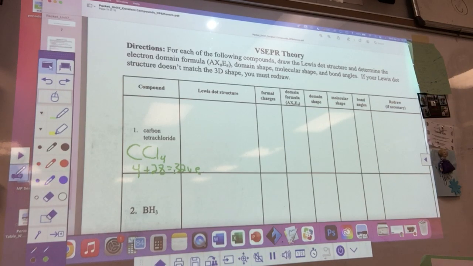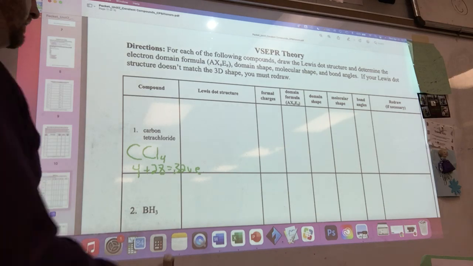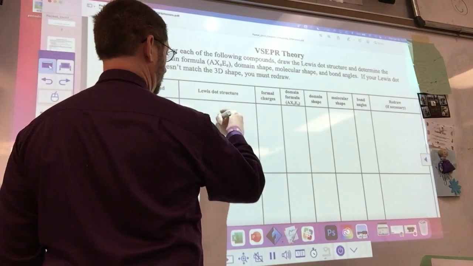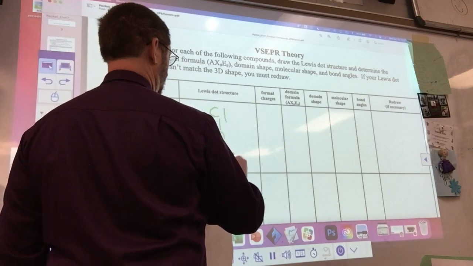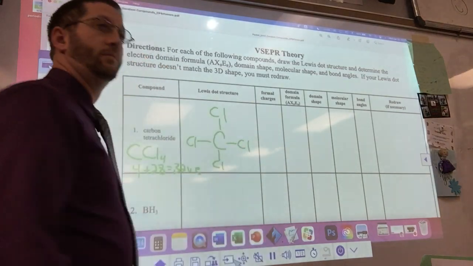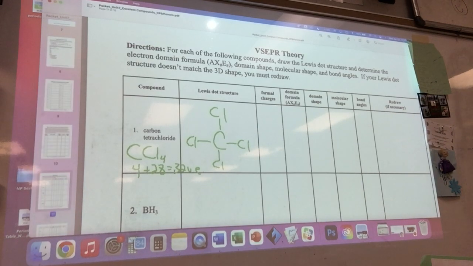Number 11, Alex. We're going to start setting up your structure. How do we do that? Put a carbon in the center, a single bond to each. Yep. Sound good? So at this point, we've used up 2, 4, 6, 8 electrons. So we've got 24 more to go. Where am I going to put those 24 electrons? Nick?